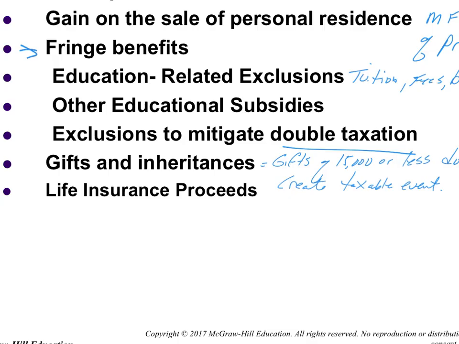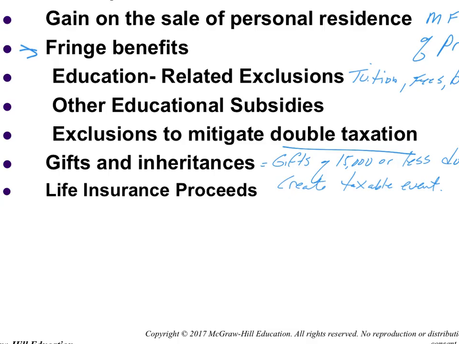Okay? Now, let's say instead that I decide to give each one of you $20,000. All right? So I give each one of you $20,000. You guys still do not have any taxable income as a result of that gift. You guys walk away $20,000 richer, no tax implications.